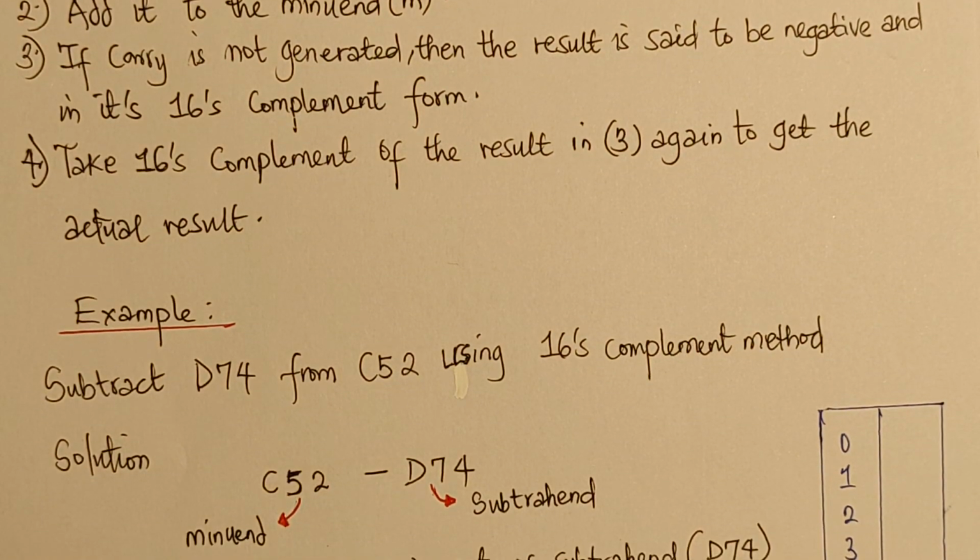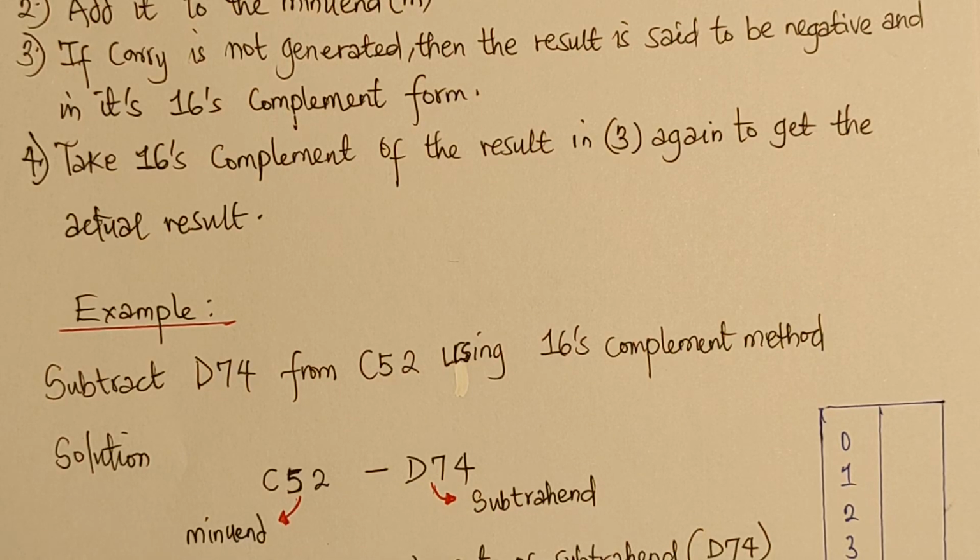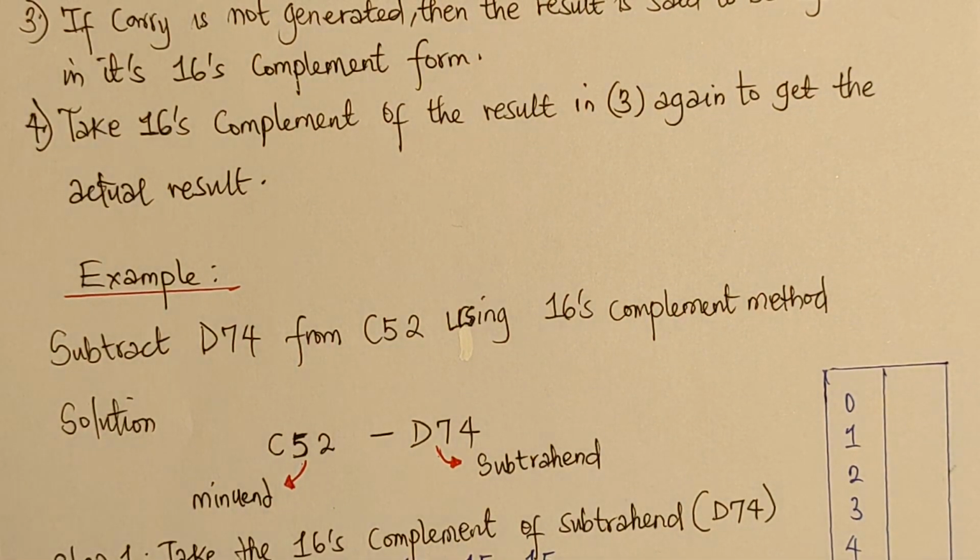Now, for this solution, I'm going to first identify the minor end and the superend. So for this, our C52 becomes the minor end. Our D74 becomes the superend. Now we go with the steps. Remember, it's 4 steps. Now I'll be handling the step 1, so please listen attentively, which is to take the 16 complement of the superend, D74.